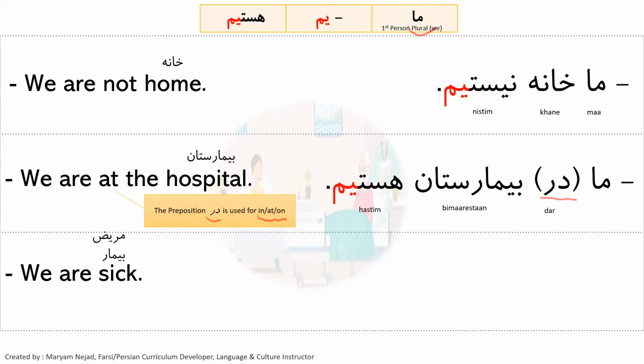Next one, we are sick. Sick, there are two terms for it, either مریض or بیمار. ما مریض هستیم. Now I'm just going to read through them one more time. ما خانه نیستیم. ما در بیمارستان هستیم. ما مریض هستیم.